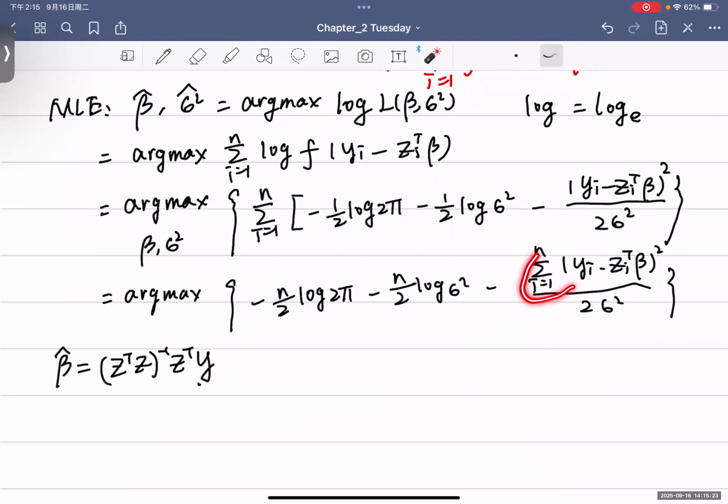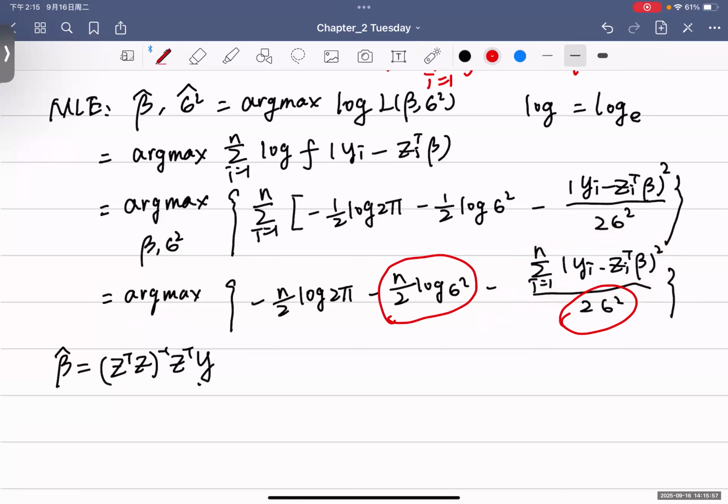Because this is our least square, to argmax the negative least square means we want to find the minimum of this term. So this stands for the least square estimate. And for sigma squared, now we're just taking the derivative with respect to sigma squared. So where is the term that has sigma squared? I will leave it as an exercise for you.